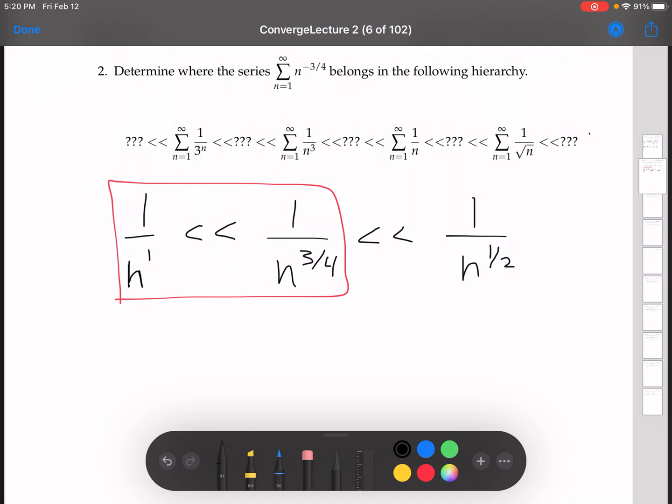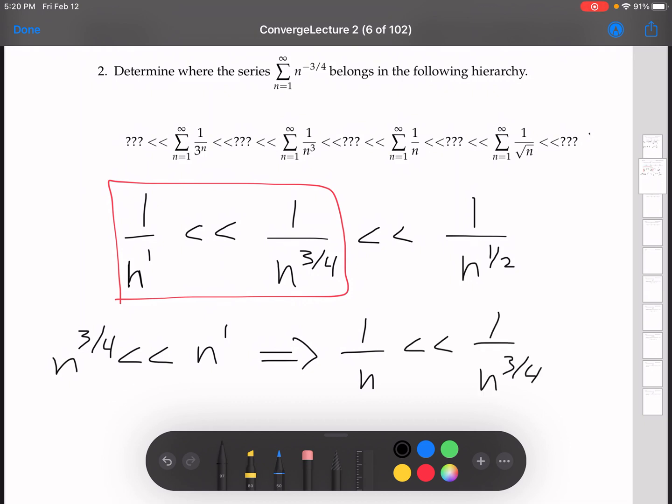Let's see. Now, n to the 3/4 goes to infinity slower than n to the 1. Remember, smaller powers go to infinity slower than bigger powers. And so we know that 1 over n goes to infinity slower than 1 over n to the 3/4. Okay, so that checks out.